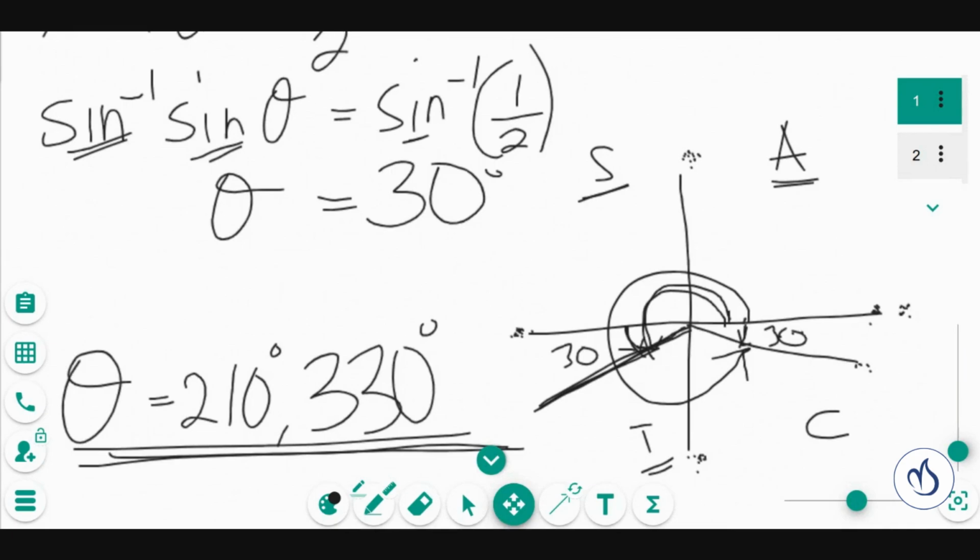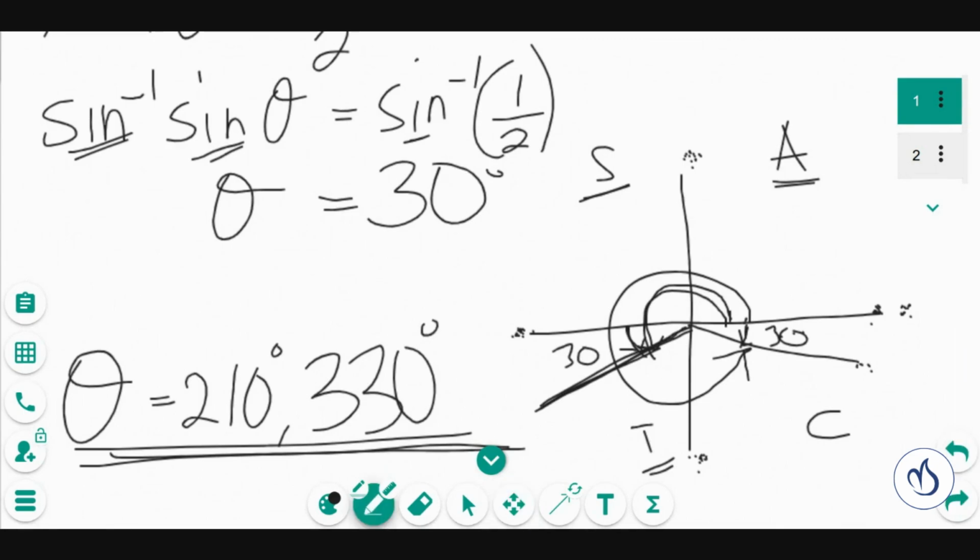Now we ask ourselves, okay, 30, but in which quadrants? In the quadrants where sine is negative. You represent it in the third quadrant where sine is negative, and the fourth quadrant where sine is negative. You measure the 30 from the x-axis that is close to that quadrant. Here, I measured the 30 from this negative x-axis, and in this fourth quadrant, I measured it from the positive x-axis. Okay?